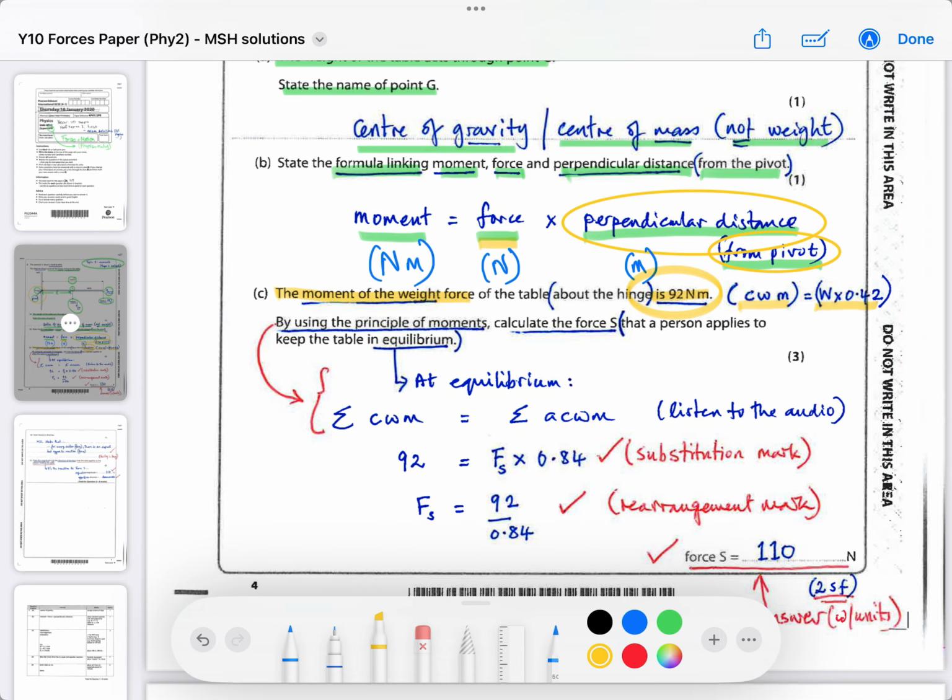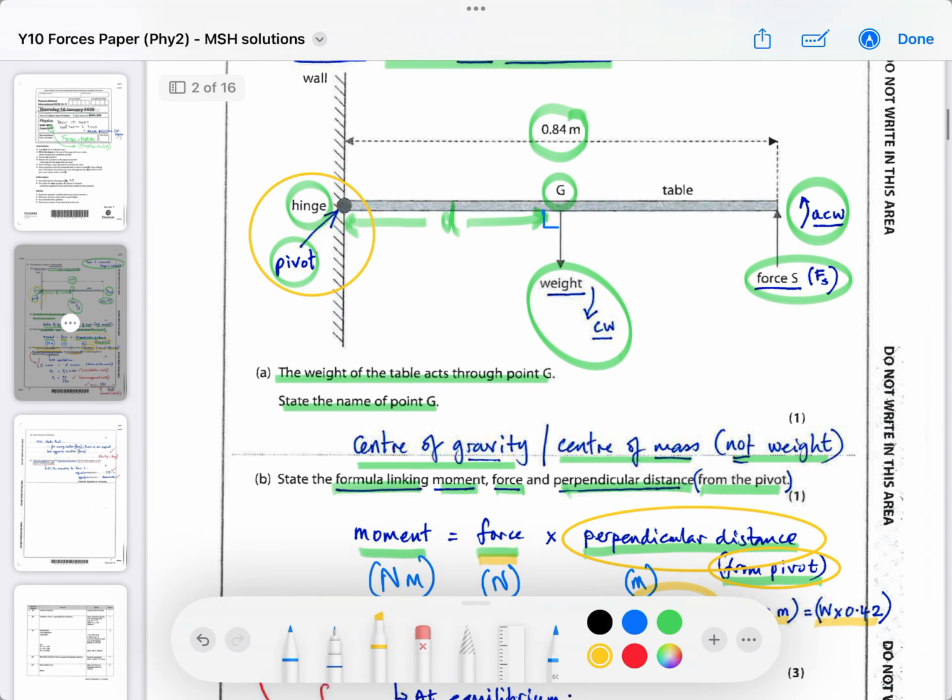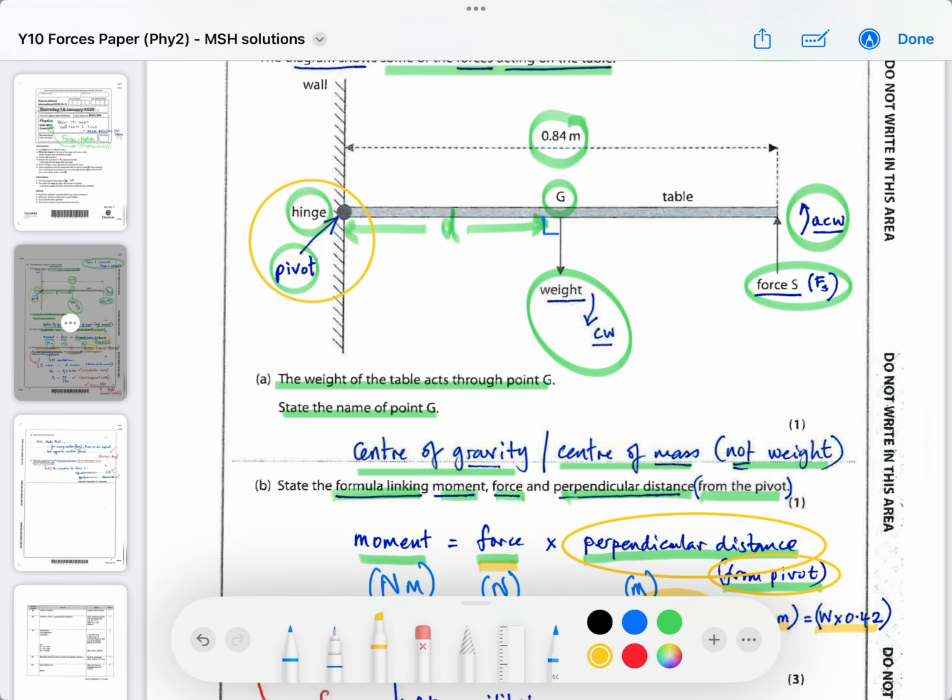So now we've got to use the principle of moments to calculate the other force, which is force S in the diagram, that a person is applying to keep the table in equilibrium. In other words, the table's not being held up by anything for now, and it's the force the person is providing to balance the weight, which is trying to turn it down, and the person has to put a force upwards. Okay, this force is 84 centimeters from the hinge or the pivot.